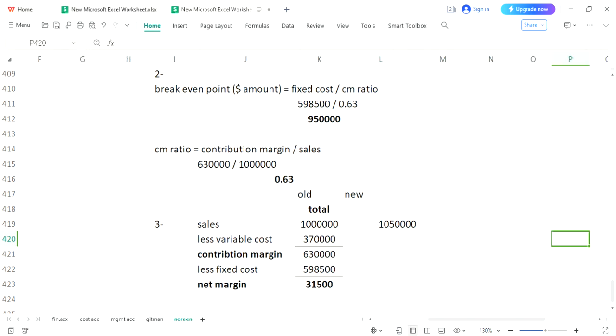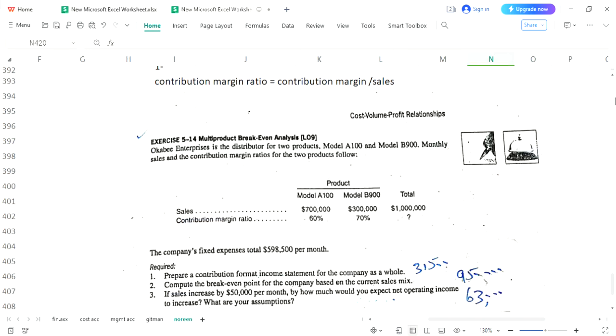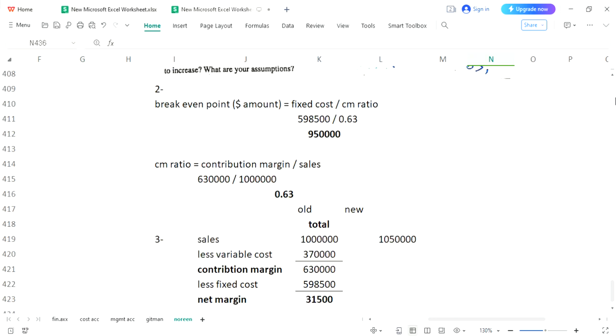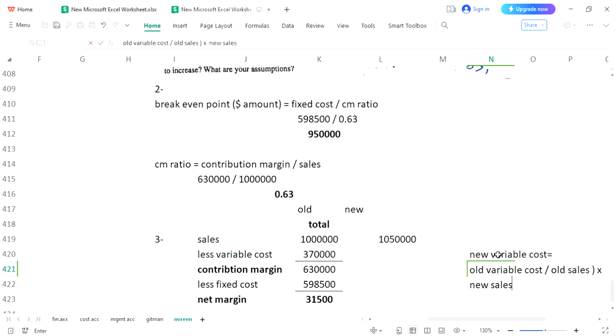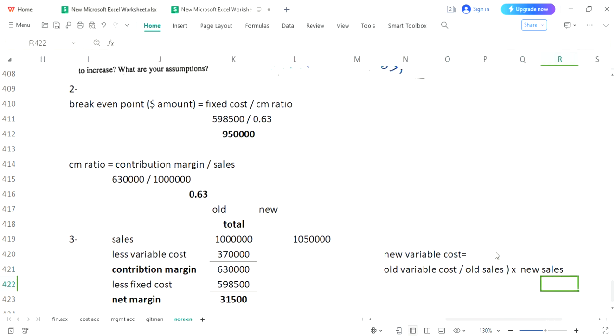And perhaps you remember that we have created a Desi formula for calculation of new variable cost. How do you calculate new variable cost? For that purpose, you need to have old variable cost and you will divide it with old sales, and then you need to multiply it with new sales. So this is the formula for calculation of new variable cost.